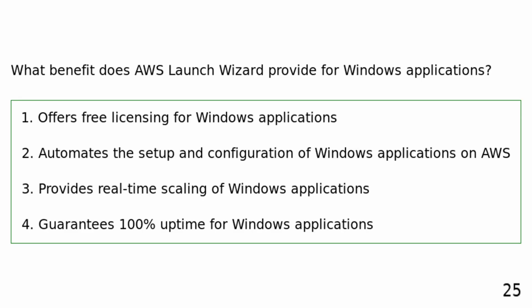What benefit does AWS Launch Wizard provide for Windows applications? Offers free licensing for Windows applications. Automates the setup and configuration of Windows applications on AWS. Provides real-time scaling of Windows applications. Guarantees 100% uptime for Windows applications.